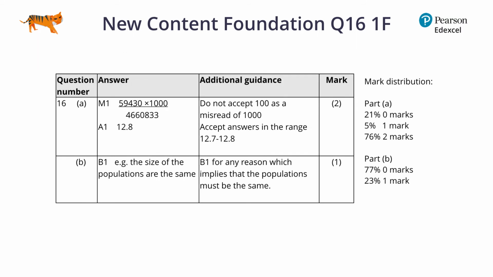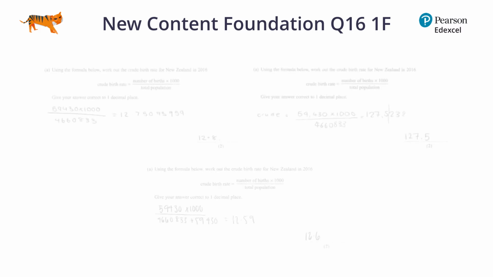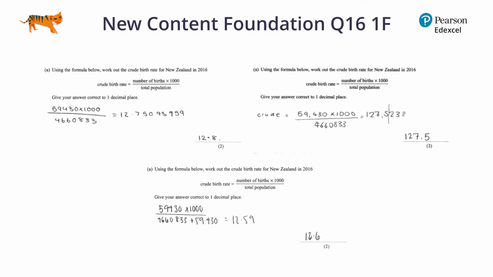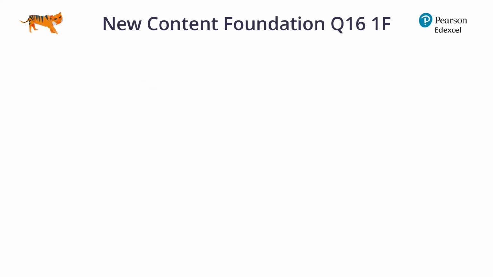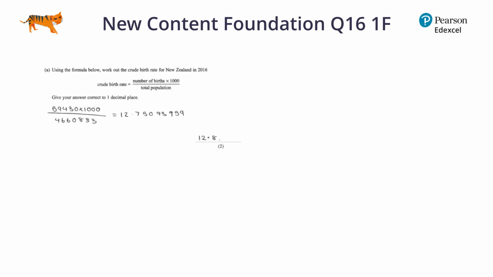Looking at the mark scheme, the first mark in part A was for a correct method and the second mark was for the correct answer of 12.8. Part B was 1 mark and was given for any answer that implied the populations must be the same. Here we have 3 different responses for part A of this question. In the first response, we can see that the student has the correct method and the correct answer of 12.8, so was awarded 2 marks.